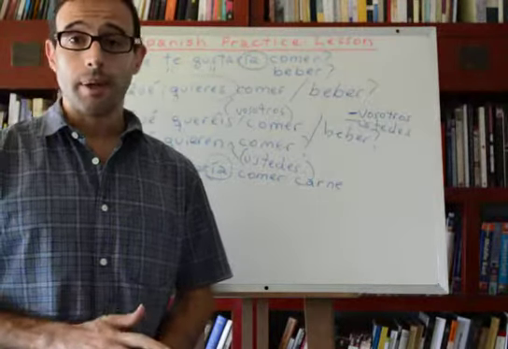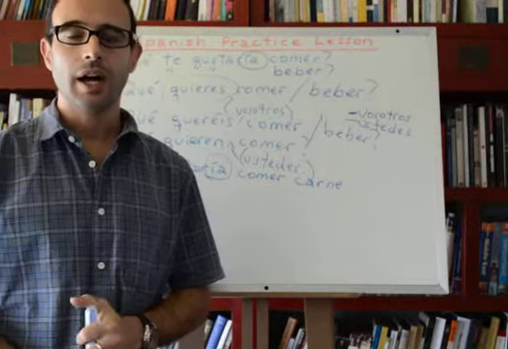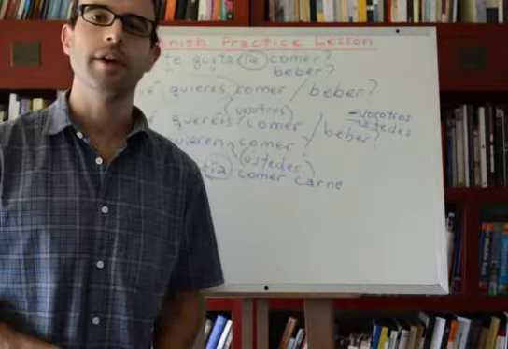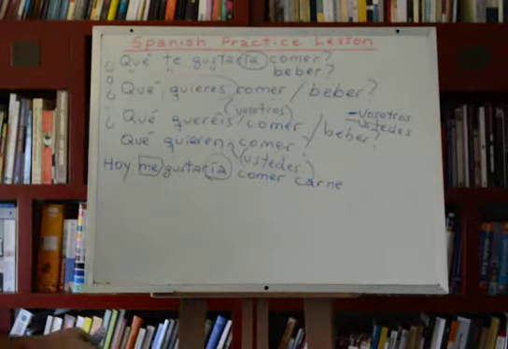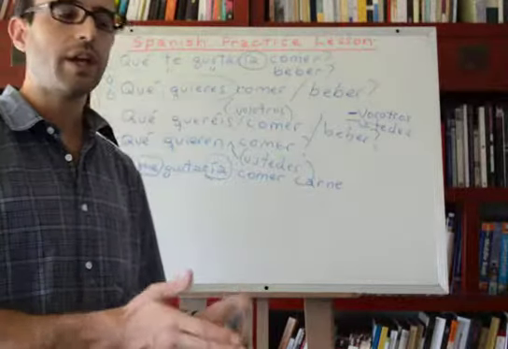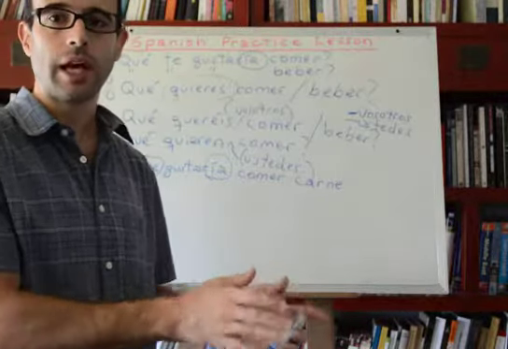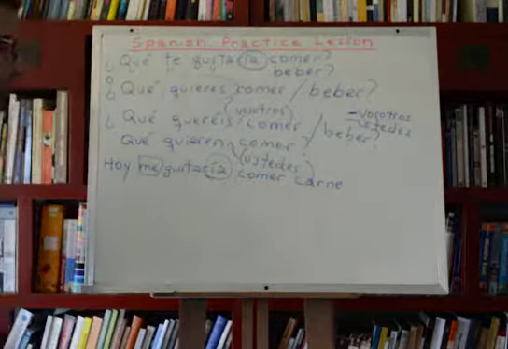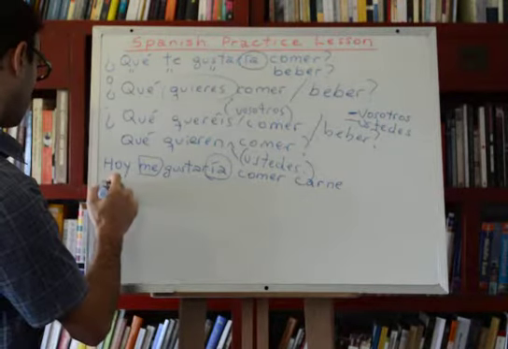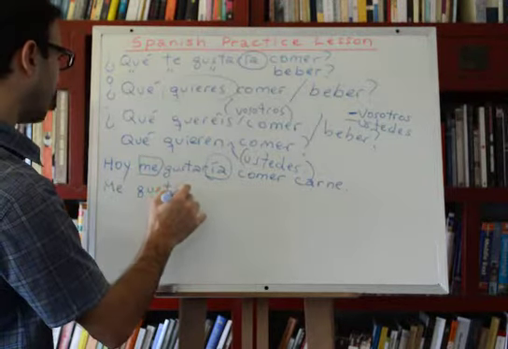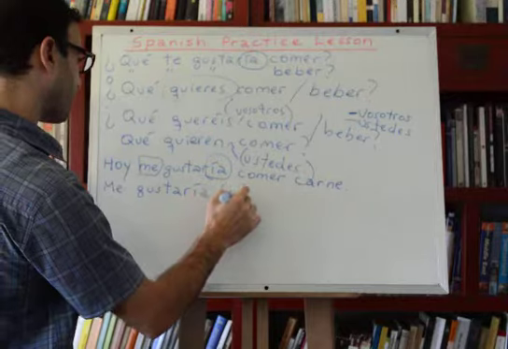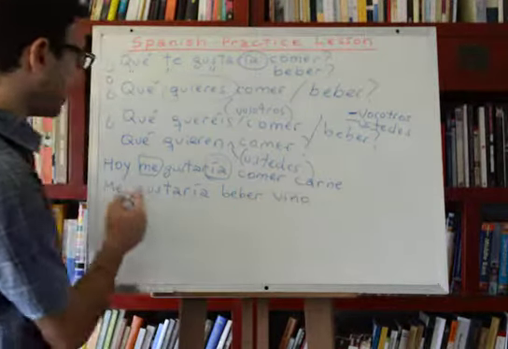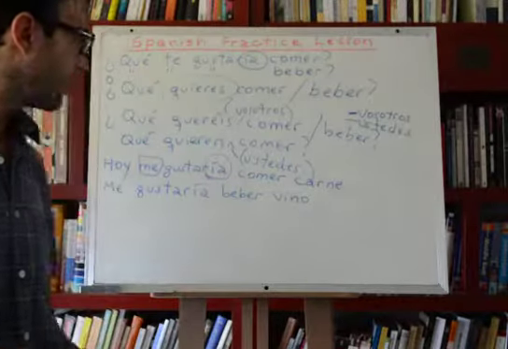Now, ahora vamos a decir, ¿qué queremos beber? I want to have some wine, or I want to drink some wine, okay? In Spanish we do not say to have. In English it's correct to say I'd like to have some to drink or to eat, right? In Spanish we either say to eat or to drink. So I'd like to drink some wine. Me gustaría, for I'd like to, beber, to drink. The word for wine is vino. Me gustaría beber vino. I'd like to drink some wine.